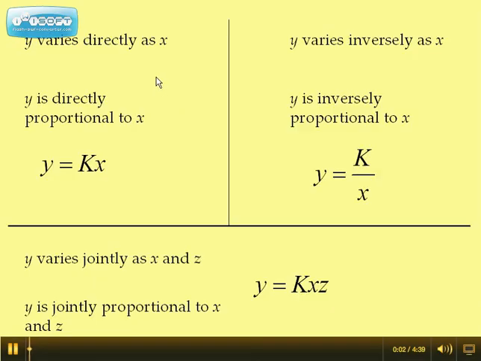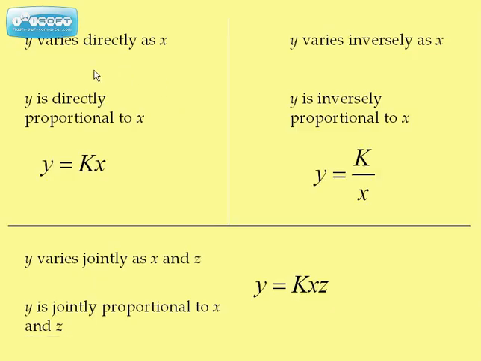Here we have a video about just some basics of variation. We're going to start with direct and inverse variation. If I say y varies directly as x, y is directly proportional to x, y equals k times x, all of these three mean the exact same thing. So the key word there is direct. Directly, everything's going to change the same way.